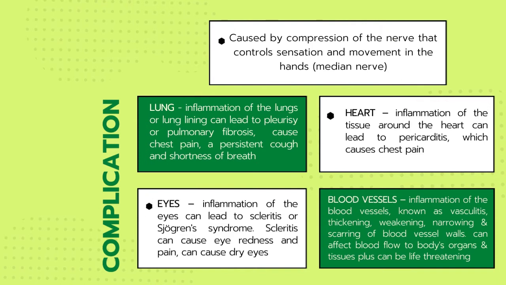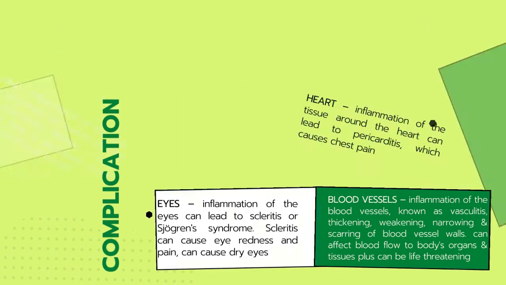Scleritis can cause eye redness and pain, whereas Sjogren's syndrome can cause dry eyes. And the last one is inflammation in blood vessels, known as vasculitis. It is the thickening, weakening, narrowing, and scarring of blood vessel walls. In a serious case, it can affect blood flow to your body's organs and tissues and can be life-threatening.